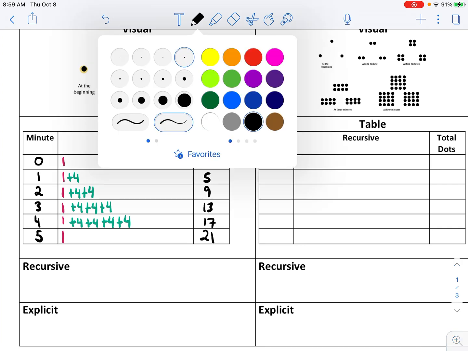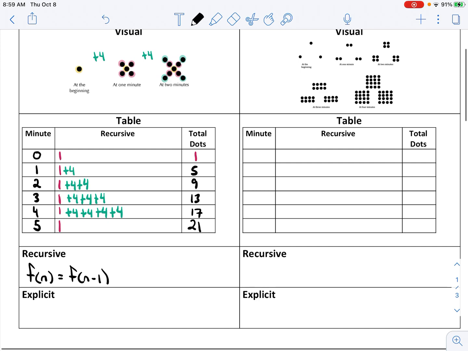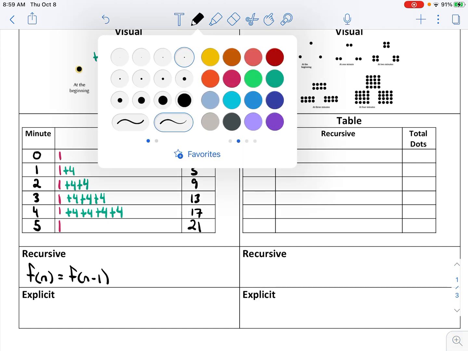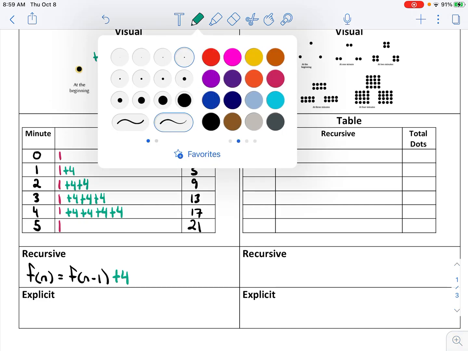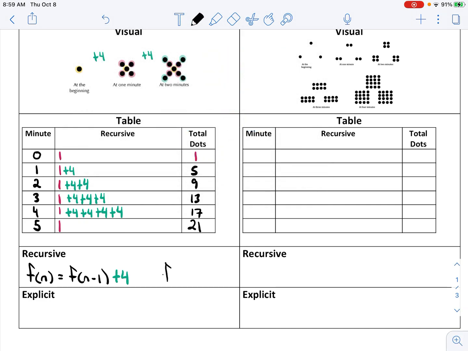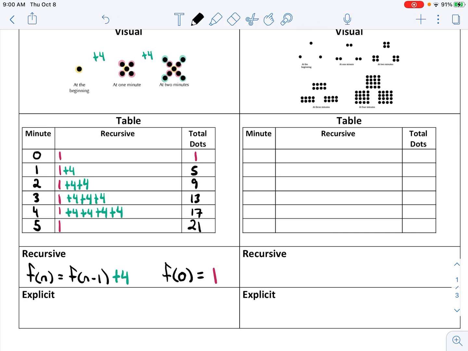In a recursive equation, that's going to leave us with f of n equals f of n minus 1. And that's going to be true every time for a recursive equation. Our action, in this case, was plus 4. So we'll add 4. We have one piece of the 2 pieces of information. The other piece is a start value. So in this case, f of 0, we had starting at 1. So f of 0 equals 1.